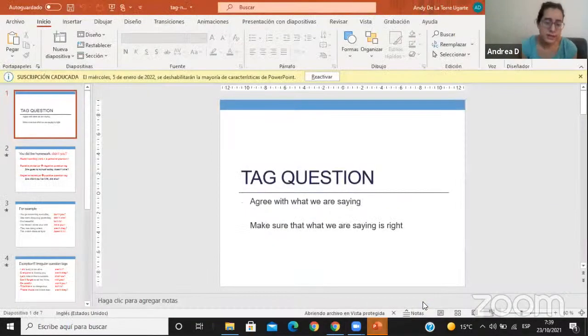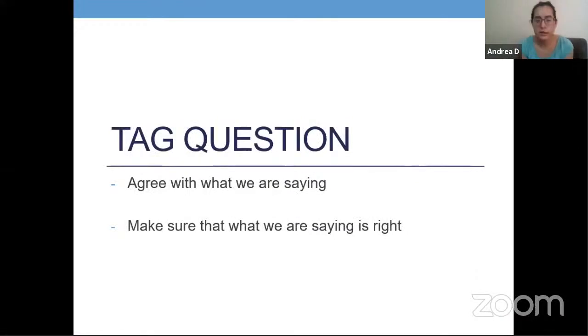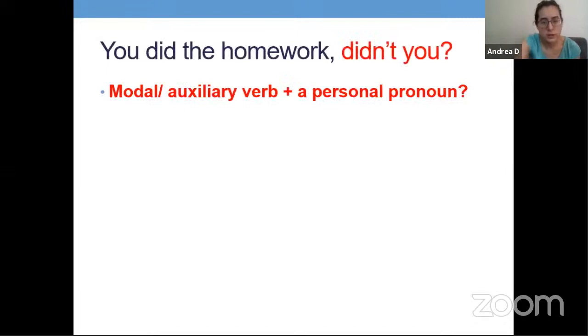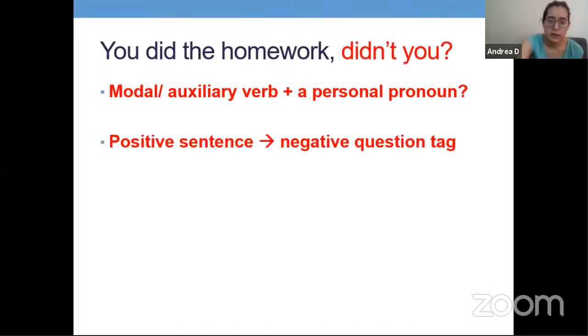All right, so we said that these tag questions basically are sentences plus a tag. So they are a usual sentence and then a question or a tag question. And we use them in order to confirm something, when we want to clarify something, make sure that what we're saying is right, or just get someone to agree with us. So, you did the homework, didn't you? It has a sentence and then the tag.